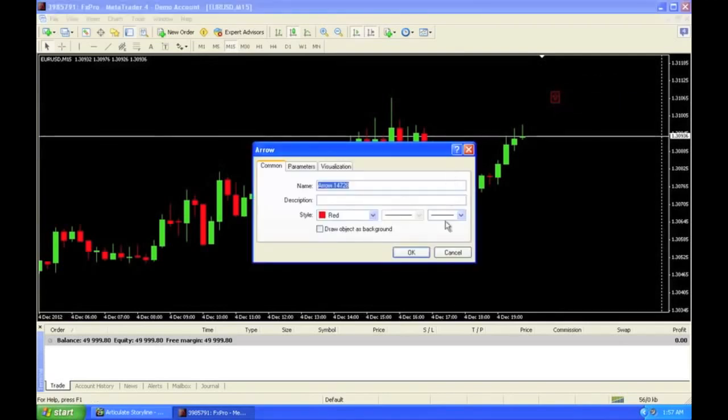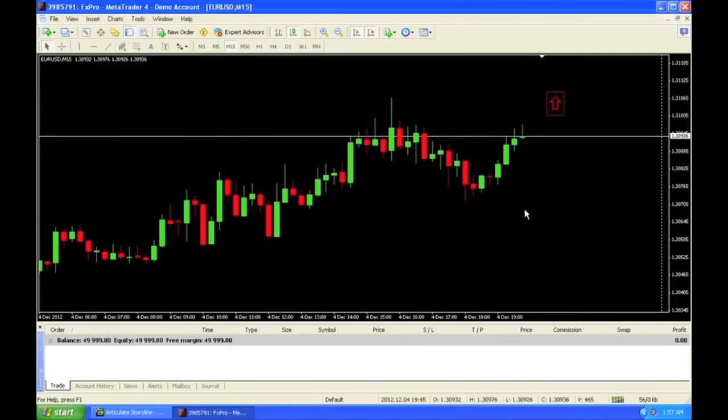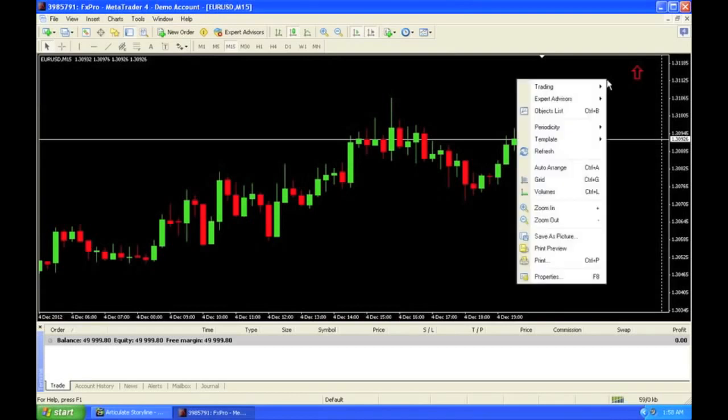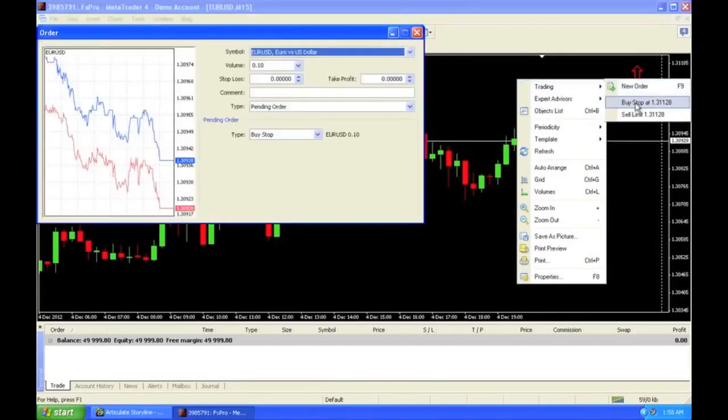Let me make this bigger for you guys to see. I want to buy above the current market price. So let's say once the price reaches, let's say here, 3112, I pretty much know that the market is going to continue long, so I'm going to continue buying from there. So what I'm going to do is place an order right here, which is called a stop entry order. Go to right click, go to trading, and a buy stop.